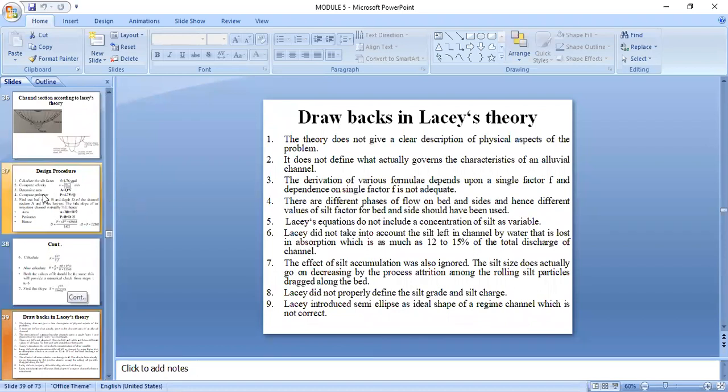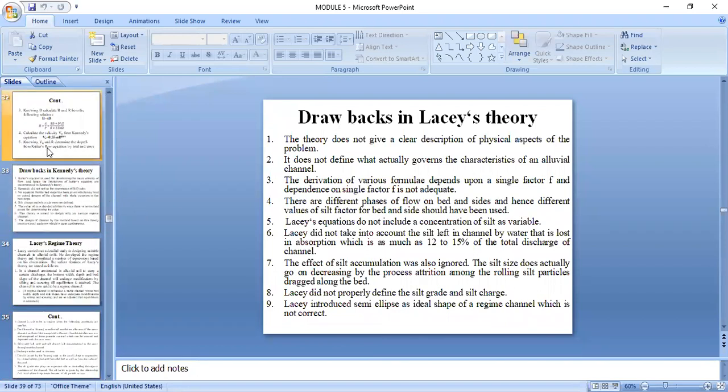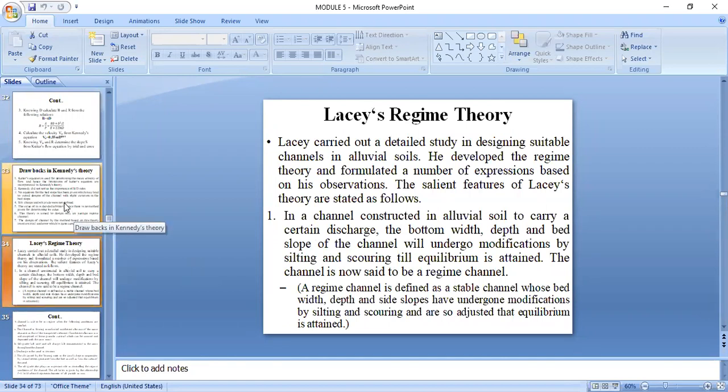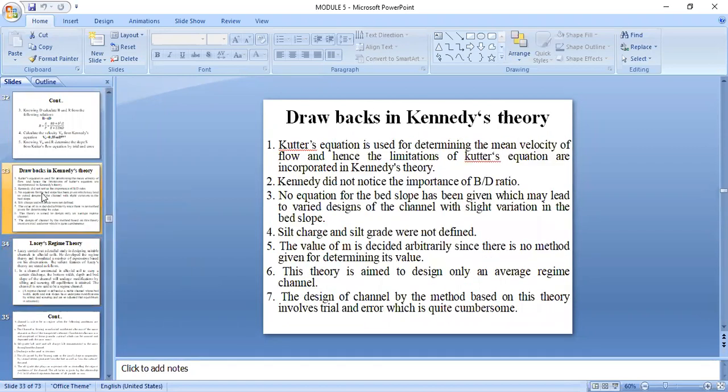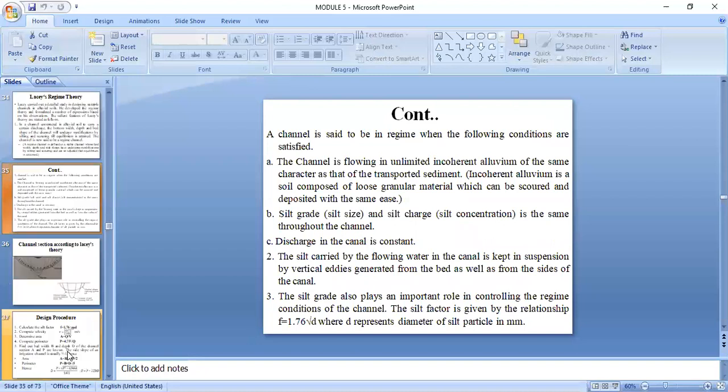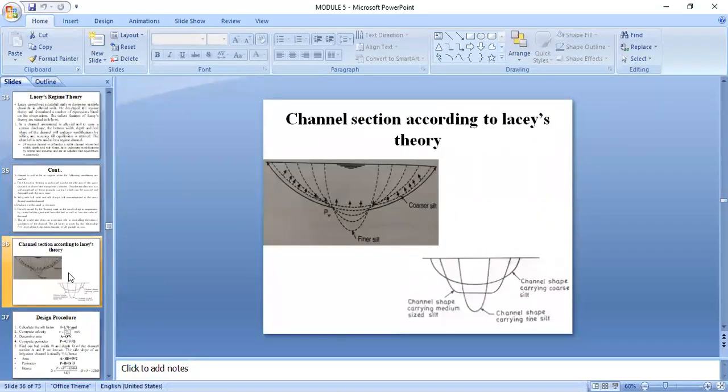Also in Kennedy's method of channel design you had some limitations. Lacey's method of channel design is superior to Kennedy's method because Lacey has proposed an equation to find the longitudinal bed slope of the channel, whereas in Kennedy's method of channel design we have to carry out the trial and error method to find the longitudinal bed slope of the canal. Now here, this figure shows the channel section according to Lacey's theory.